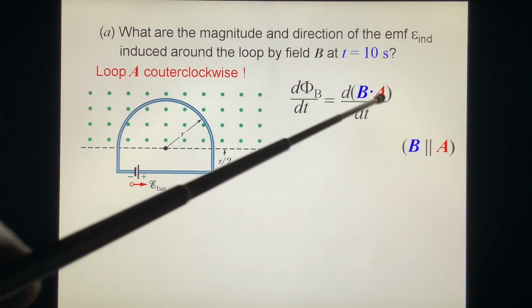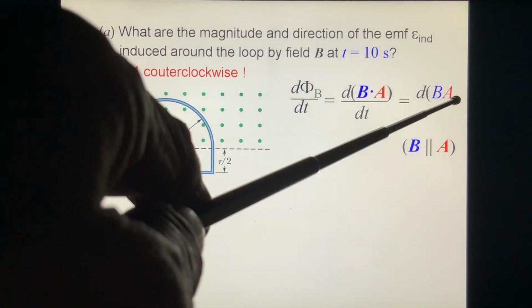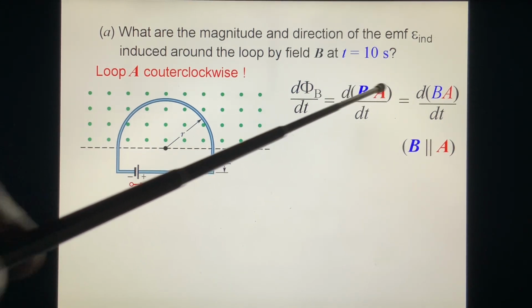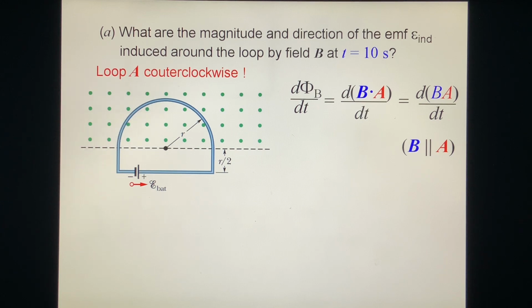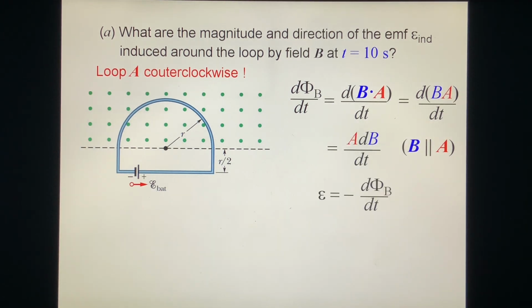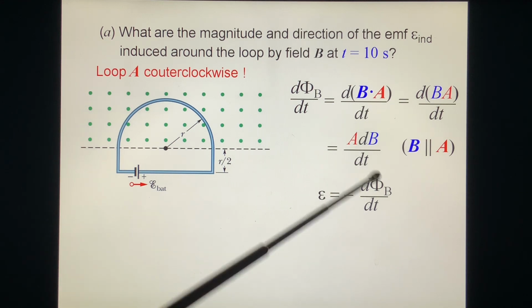B is parallel to A, and B is in the same direction as A. So the loop's direction is counterclockwise. When we do this, we assume the positive current direction is counterclockwise. A is a constant, so we take dB dt. Then epsilon equals minus d phi dt.